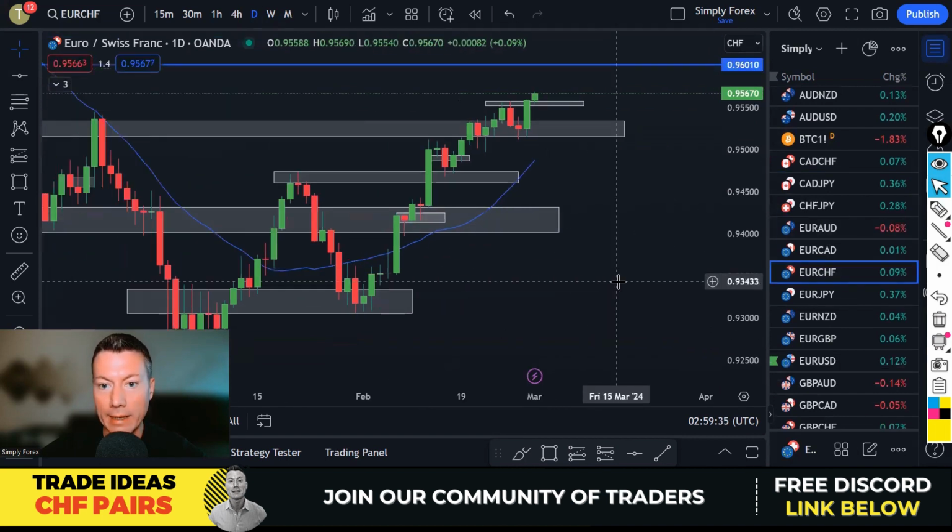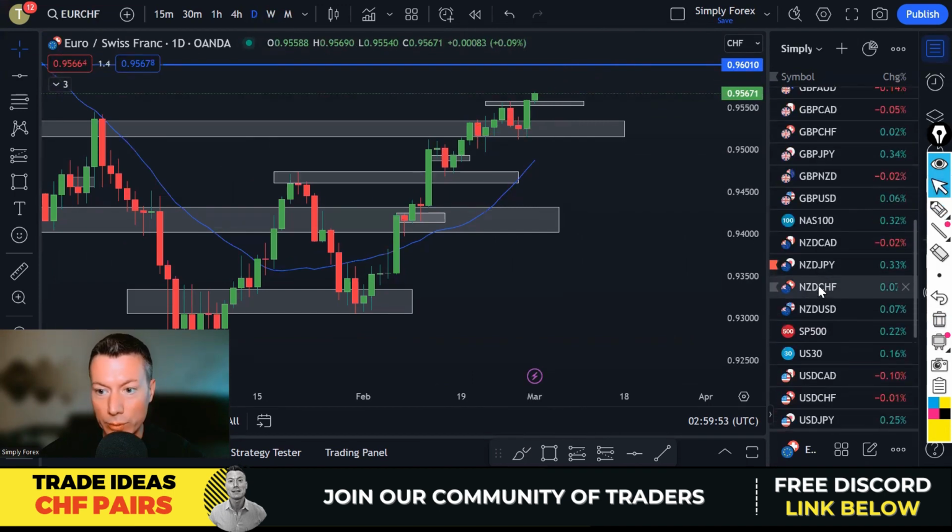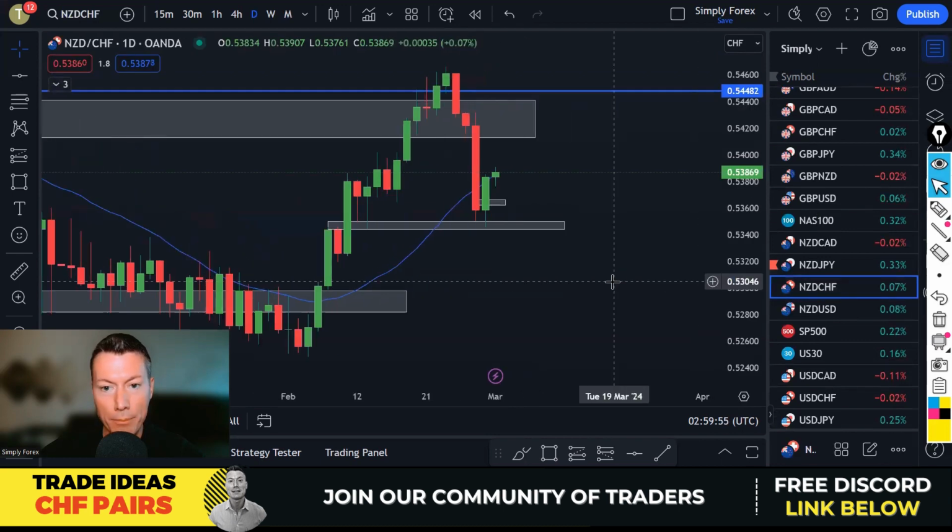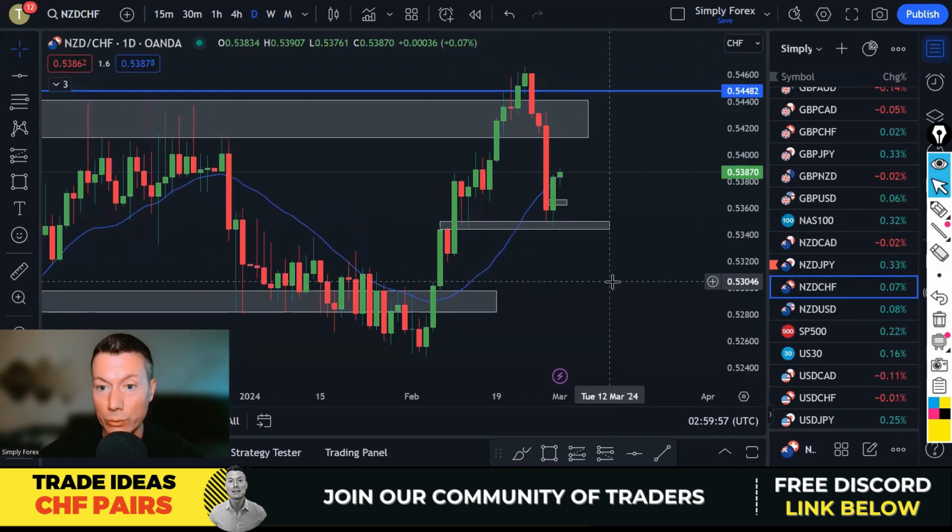Euro Swiss franc. This is an extension of an uptrend. A little bit overbought, you could argue, but a bullish candle breaking these highs is a continuation of trend, and I want to take it to the next psychological level, 0.9600. New Zealand dollar, Swiss franc. This one probably gives you the most value.